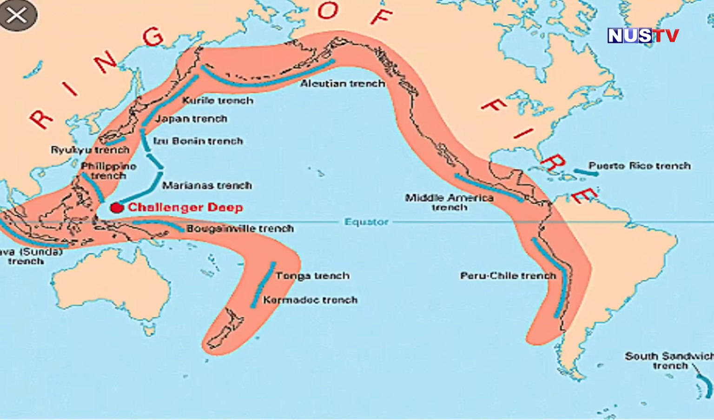Okay, let us have a look at the Pacific Ring of Fire. The Pacific Ring of Fire is a region that surrounds the Earth's Pacific Ocean, and it is known for its volcanoes and earthquake activity.